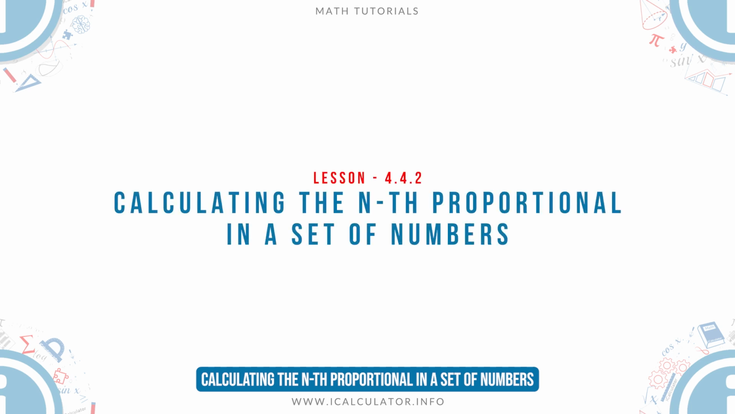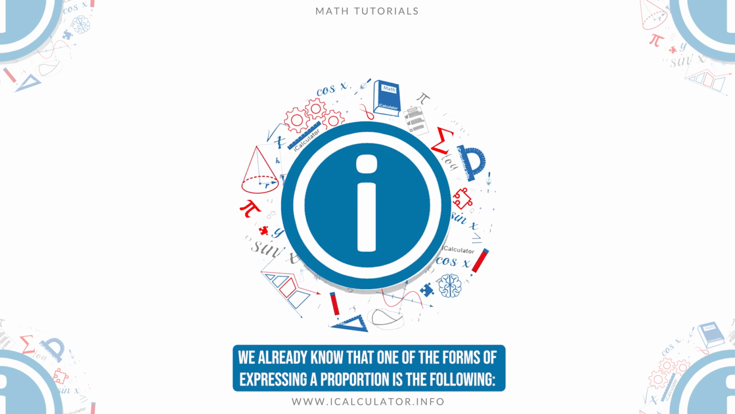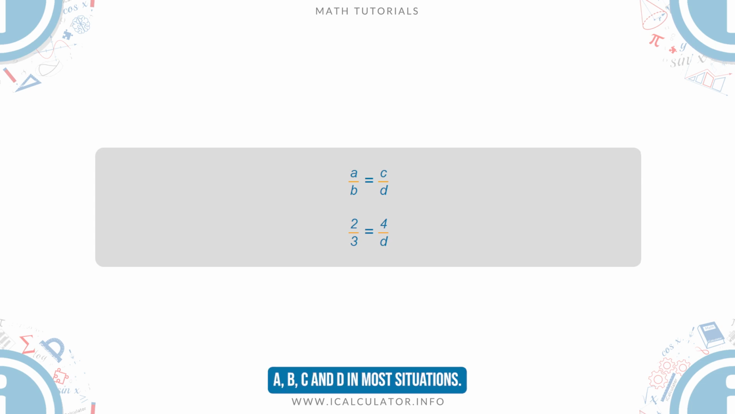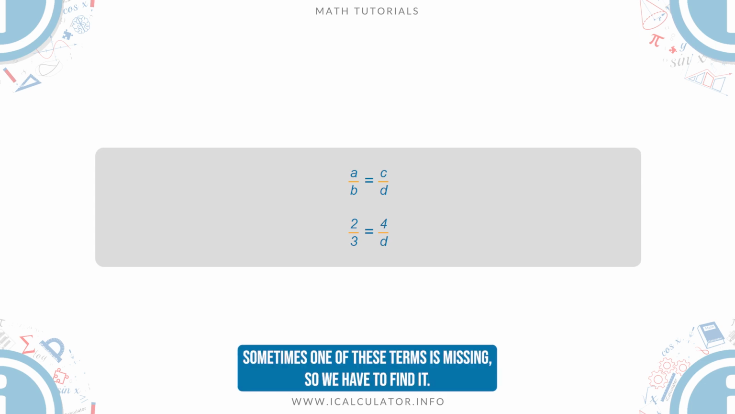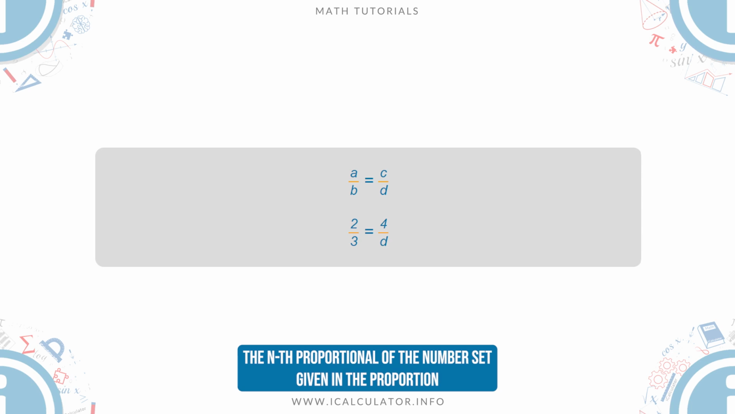Calculating the nth proportional in a set of numbers. We already know that one of the forms of expressing a proportion is the following. Usually we limit to the first four terms, a, b, c and d in most situations. Sometimes one of these terms is missing, so we have to find it. We call the missing term the nth proportional of the number set given in the proportion.